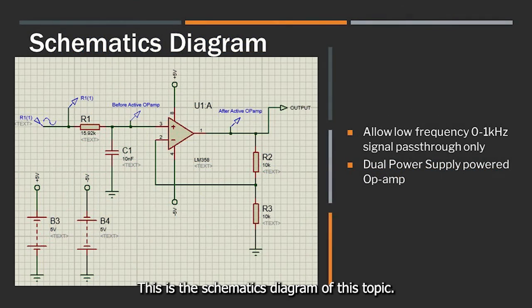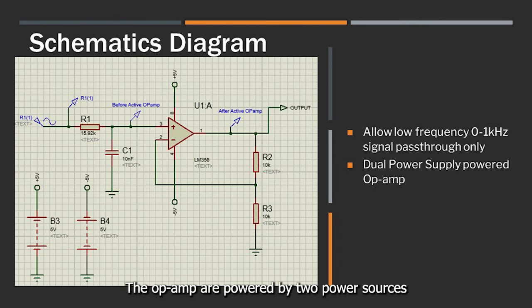This is the schematic diagram of this topic. The circuit design shown in the slide can achieve the requirement, which allows frequencies from 0 Hz until 1 kHz to pass through only. In the schematic diagram, there is one op amp, 3 resistors, 1 capacitor and 2 power supplies. R1 and C1 are the RC circuit mentioned just now. We'll have the calculation section later. R2 and R3 are used for op amp gain control.